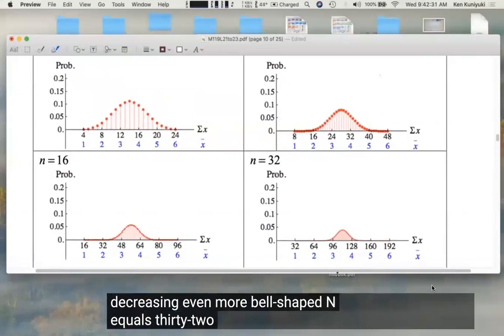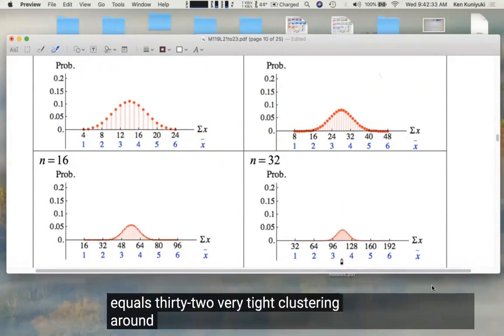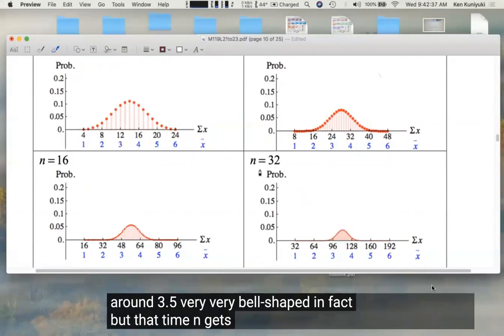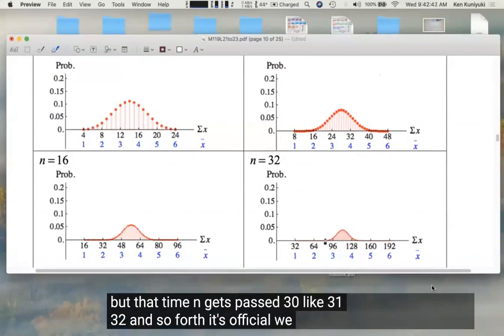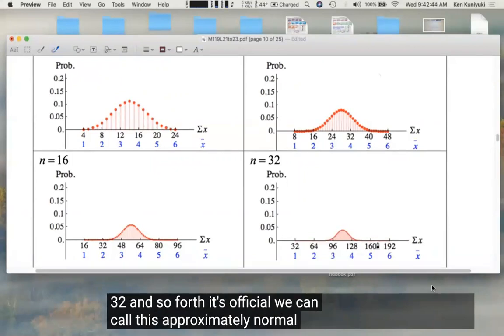N equals 32. Very tight clustering around 3.5, very, very bell-shaped. In fact, by the time n gets past 30, like 31, 32, and so forth, it's official. We can call this approximately normal.